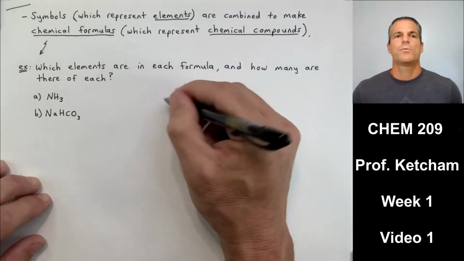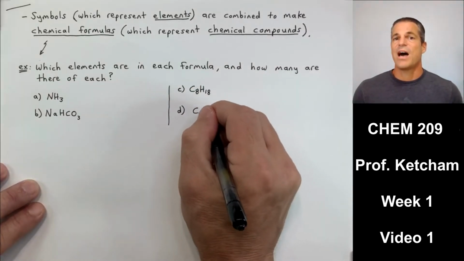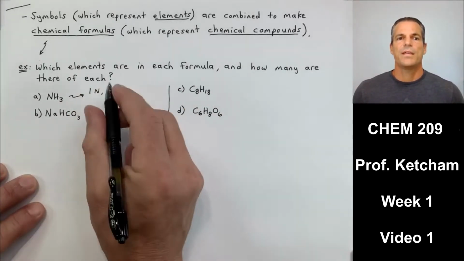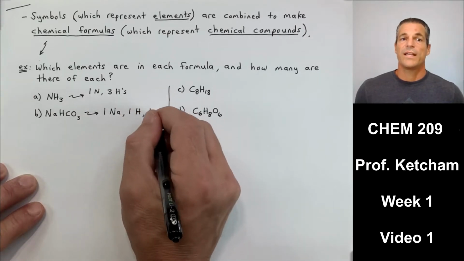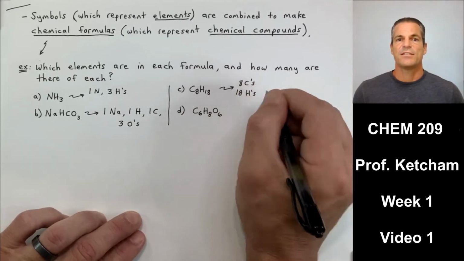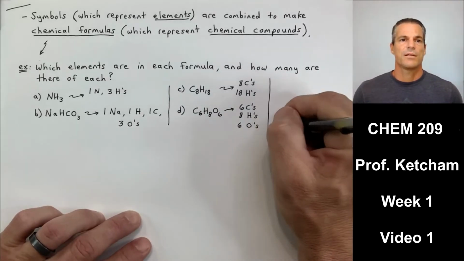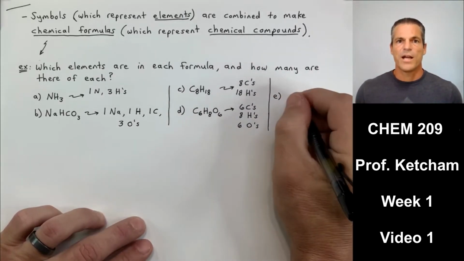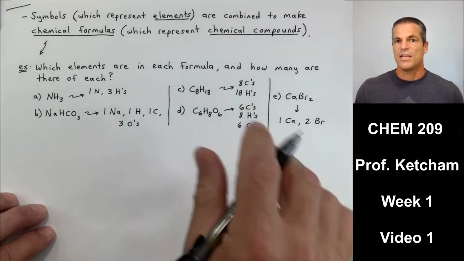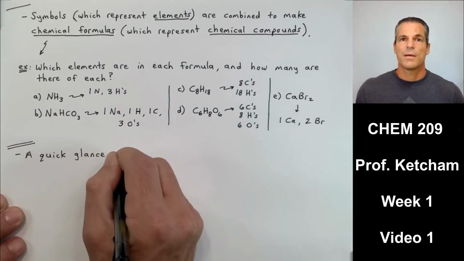All right, so let's do an example. Which elements are in each formula, and how many are there of each? So really, you just have to have eyes to do this. For A, NH3, there's 1 N and 3 H's. For B, NaHCO3, there's 1 Na, 1 H, 1 C, and 3 O's. C8H18, well, that's 8 carbons and 18 hydrogens, right? So what you're seeing in A, B, C, D, and E, the first thing I'm writing, like NH3, NaHCO3, C8H18, and then E is CaBr2, those are chemical formulas, and they represent chemical compounds.